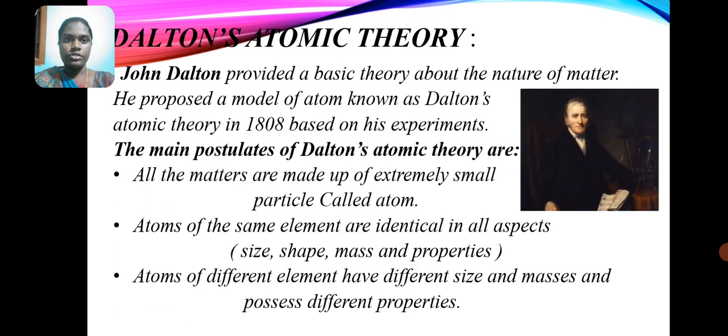Dalton's atomic theory. He is John Dalton. John Dalton provided a basic theory about the nature of matter. He proposed a model of the atom known as Dalton's atomic theory. In 1808, based on his experiments, the main postulates of the atomic theory are: the first one, all matter is made up of extremely small particles called atoms. The second one, atoms of the same element are identical in all aspects: size, shape, mass and properties. And the third one, atoms of different elements have different sizes and masses and possess different properties.